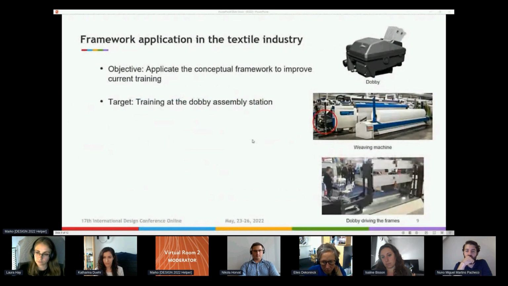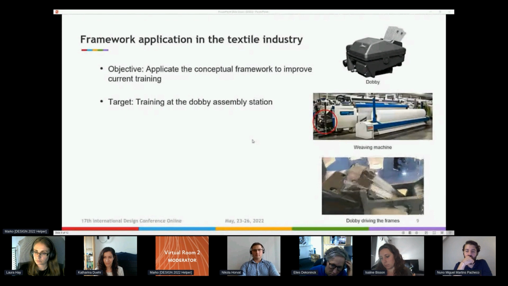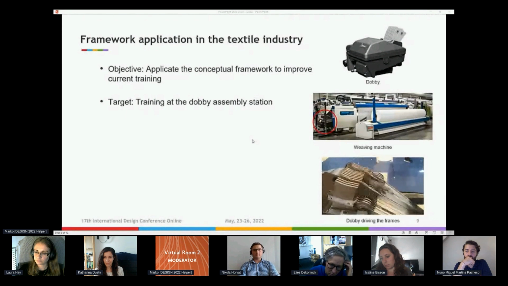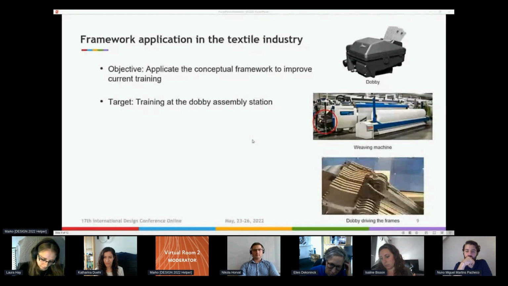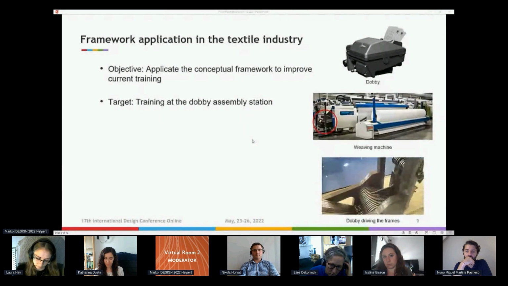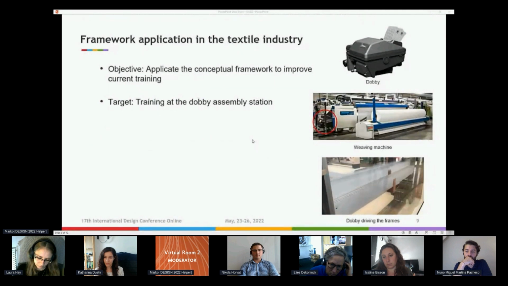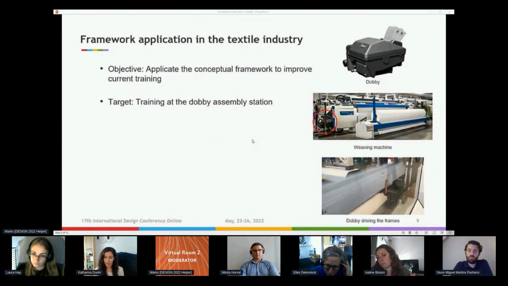Now, let me introduce our industrial project. The objective was to apply the conceptual framework to improve the current training of the Dobby assembly station. Dobby is a part of the weaving machine. The Dobby assembly station was chosen because there are several limitations to the current training.